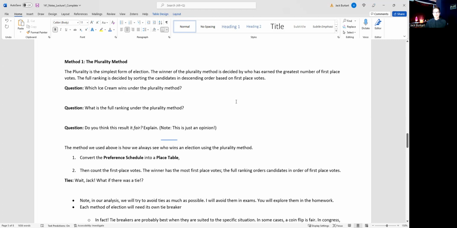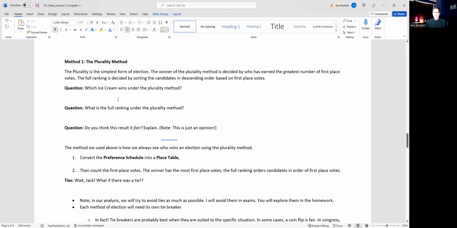All right. So what we can do right here, you can pause for a moment, and then I'd like you to consider the following 3 questions. Which ice cream wins under the plurality method? What is the full ranking under the plurality method? And then give an opinion on whether you think this result is fair. So why don't we pause for a second? You might have to scroll back up into a previous part of the video to look at the preference table, but I'll pause for a minute while you think about these 3 questions.